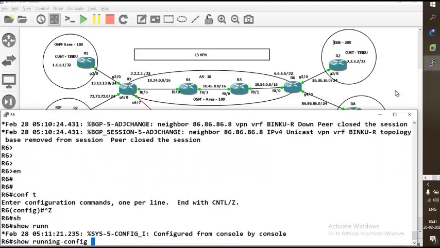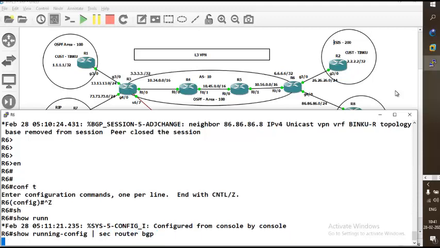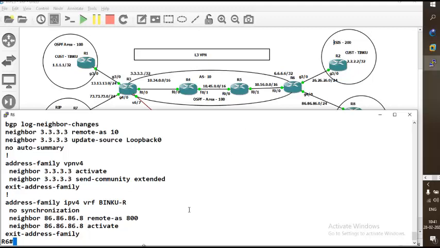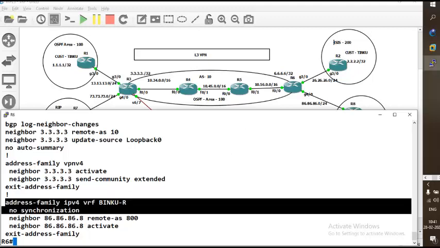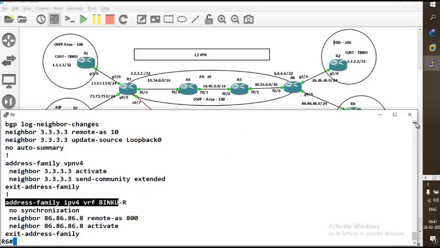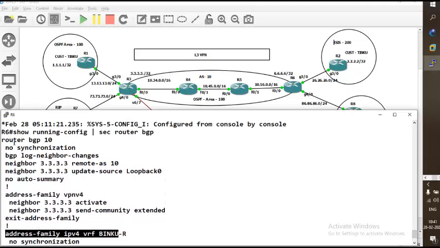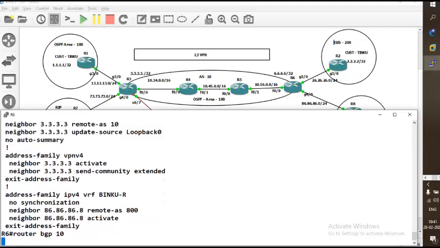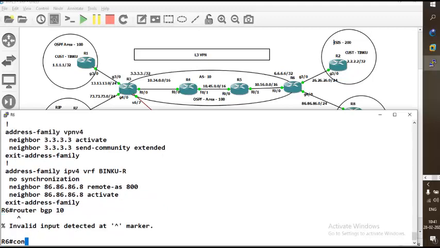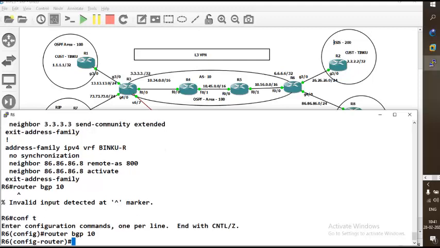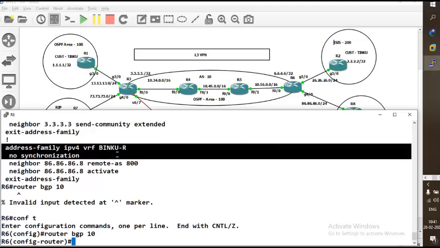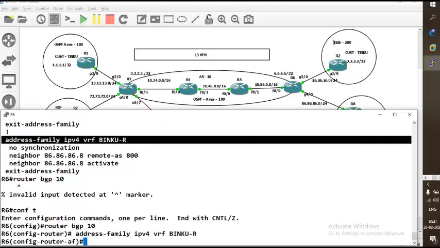Show run section router BGP, and you see here it is. This Binku. If I say Tinku and Binku, Ko will remember. Yeah, we learned this. Just that day he was laughing when I said this name. Binku and Tinku are very close friends.